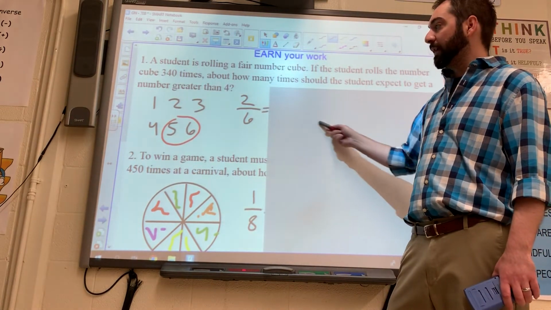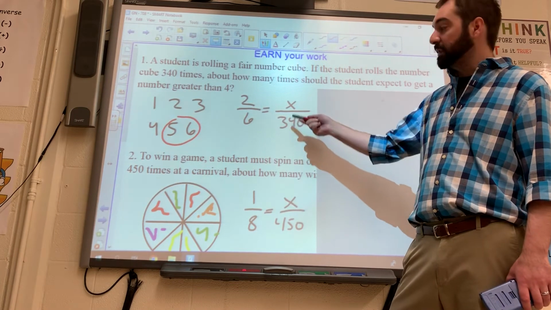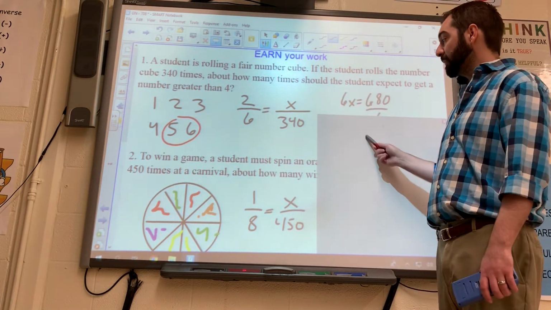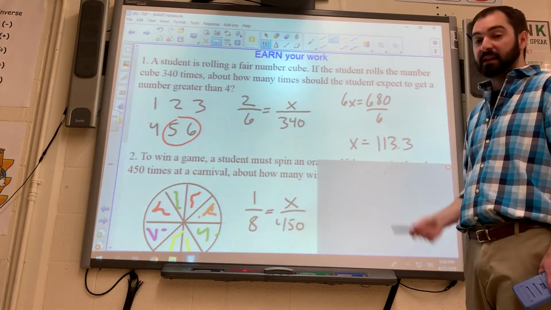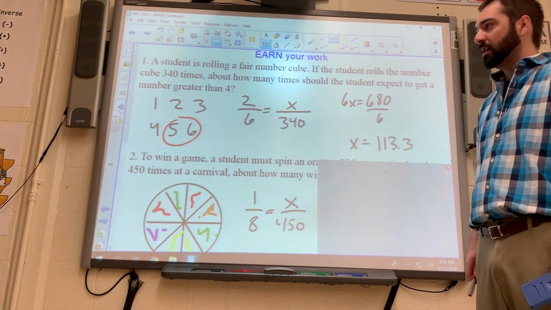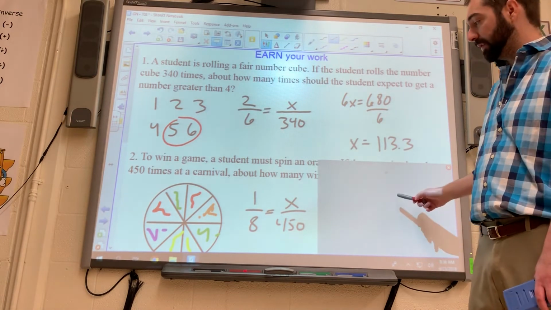But again, we want to figure out if we rolled it 340 times, how many times we would win. Cross multiply, 6x equals 680. Divide each side by 6. We find out again there's approximately 113 times that would happen out of 340.